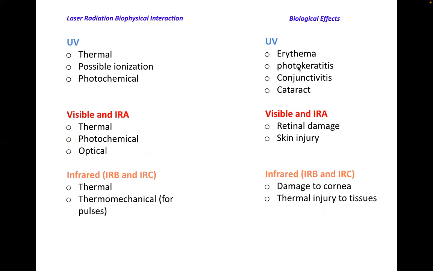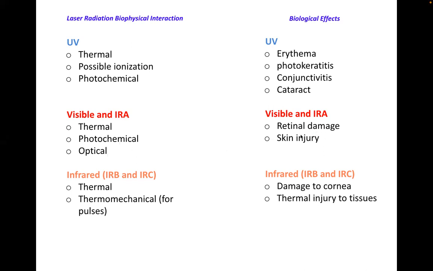There can also be effects related to the eye. Damage to the eye: photokeratitis, conjunctivitis, and cataract. So there can be permanent or temporary damage to the eye. If you're using lasers in the visible and infrared A range, infrared can be A, B, C. A has a higher frequency and shorter wavelength than C. C has a lower frequency and longer wavelength. So visible to IR, infrared: visible and IR are mostly thermal. There's also photochemical and optical interaction.